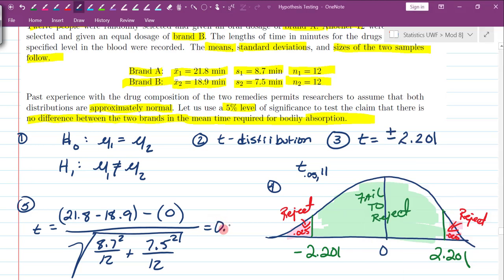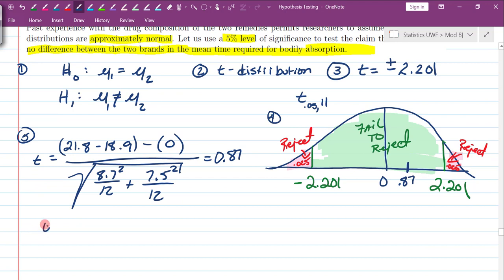So 0.87, and we'll plot this right over here at 0.87, and you can clearly see that we fail to reject the null hypothesis. So we fail to reject H naught at alpha equals 0.05. Okay, so there you have it. Let's look at our next problem.